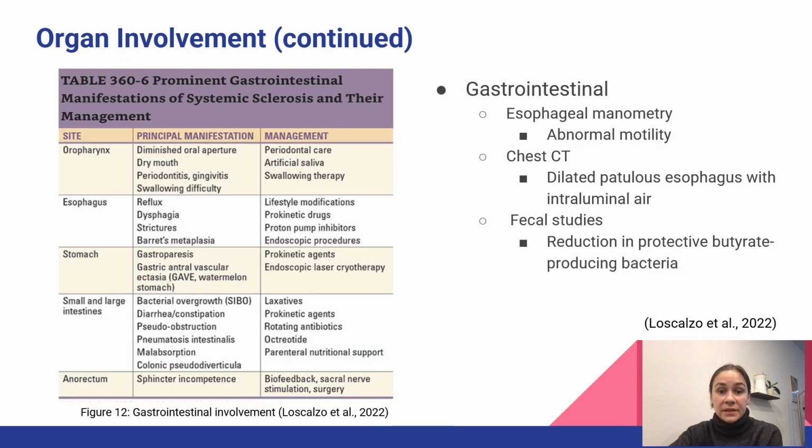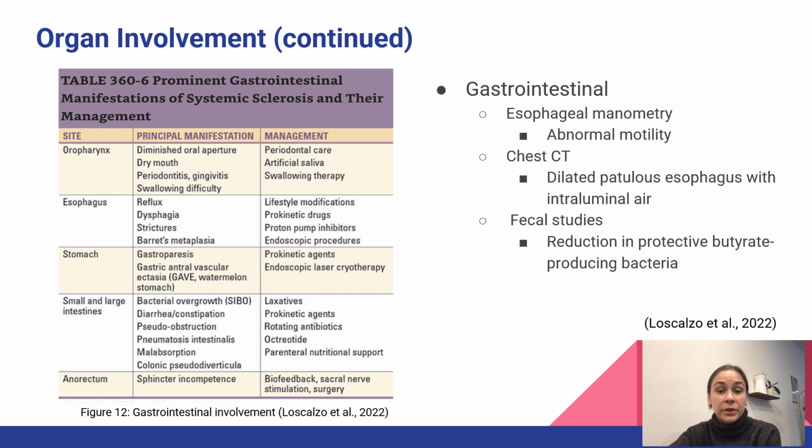For gastrointestinal, you can have diminished oral aperture, dry mouth, periodontitis, gingivitis or swallowing difficulty. You can have reflux, dysphagia, strictures or Barrett's metaplasia. You can have gastroparesis or gastric antral vascular ectasia.